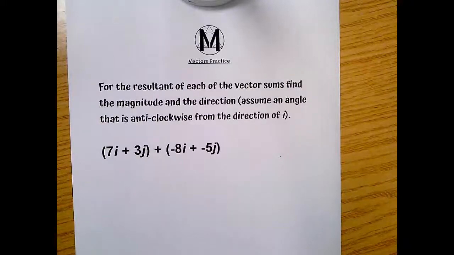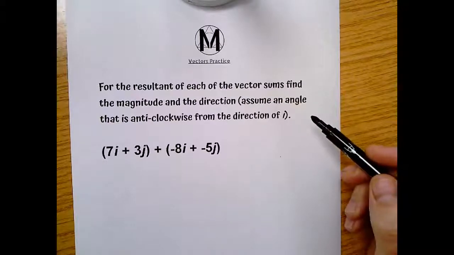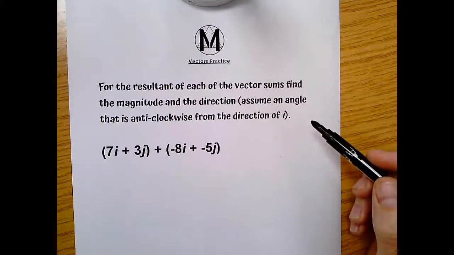All right, let's do some Mathity-Math. It says, for the resultant of each of the vector sums, find the magnitude and the direction. Again, we're going to assume an angle that is anti-clockwise from the direction of i.